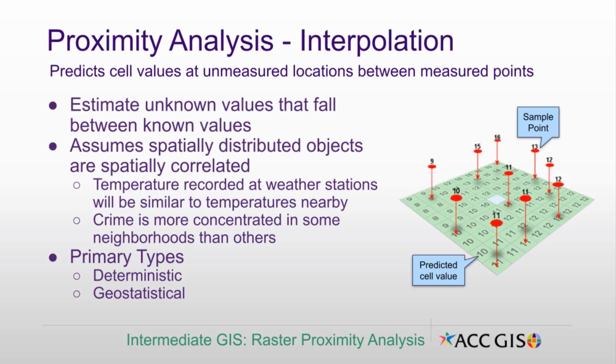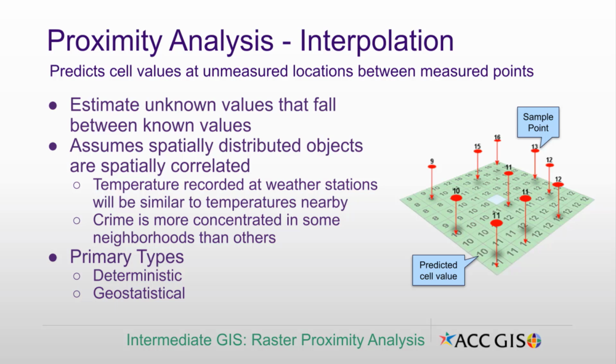Now, interpolation assumes spatially distributed objects are spatially correlated. That means that cells located in close proximity to each other are more likely to be close in value, and cells that are located a long way from each other are more likely to be less close in value. For example, temperatures recorded at weather stations will be similar to temperatures nearby, but they won't be similar to temperatures that are recorded across the country somewhere.